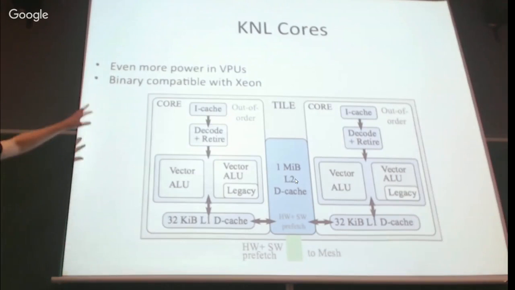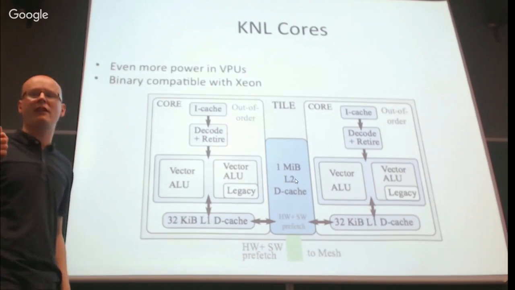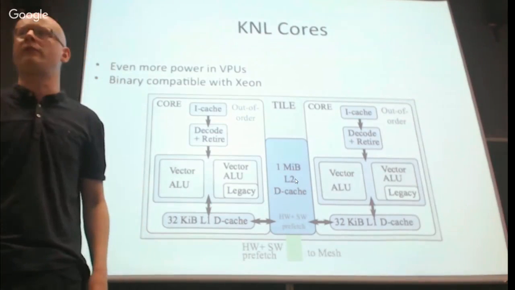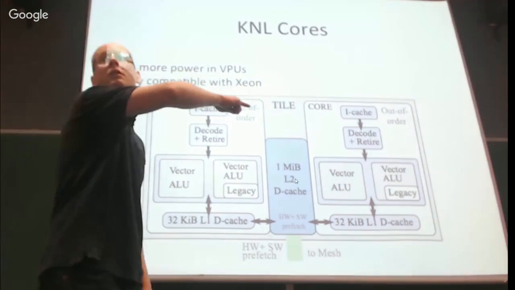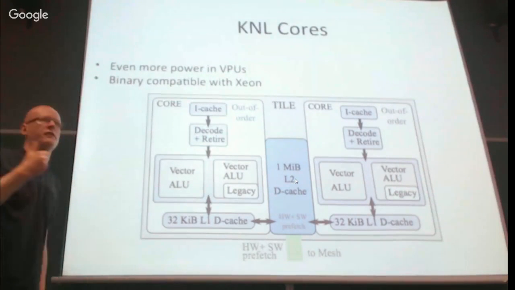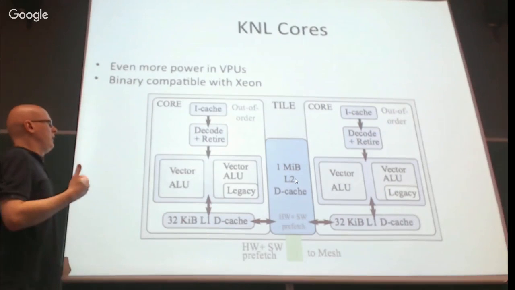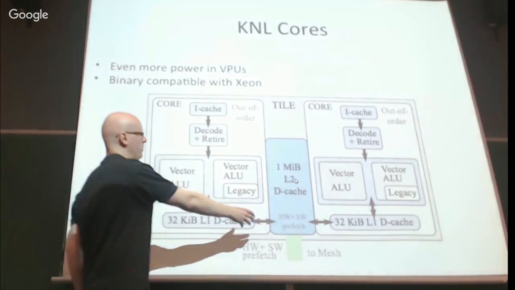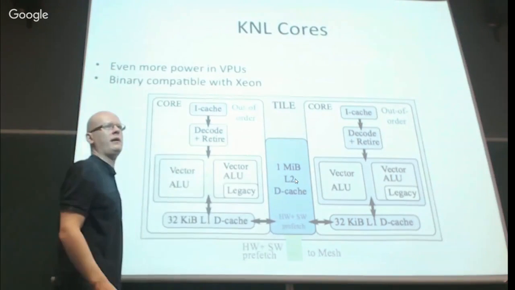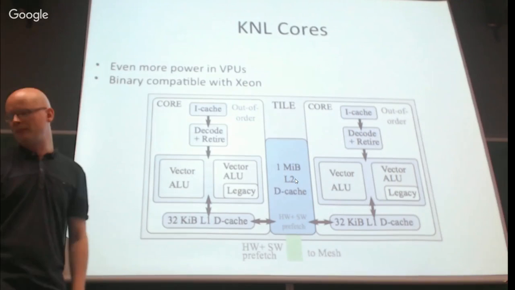KNL cores, we talked about this a little bit already. Even more power in the VPUs. Again, this is the AVX512 instruction set that we'll be using in these VPUs. What's a little bit more unusual is that there are 2 vector processing units per core. What that means is there's more onus on you to vectorize your software than anything else. You've seen the tile configuration. There are 2 cores per tile, and they both share this L2 cache. So there is now L2 sharing but only between 2 cores. And this is binary compatible with Xeon.